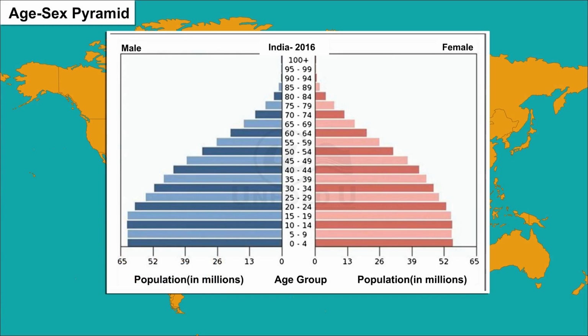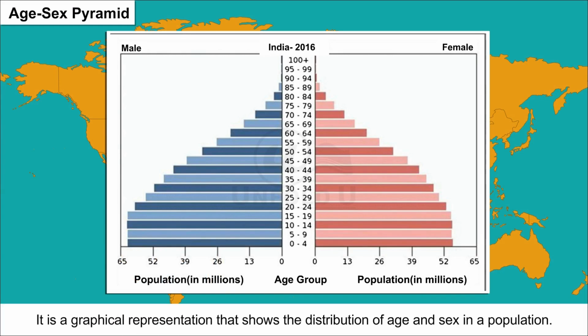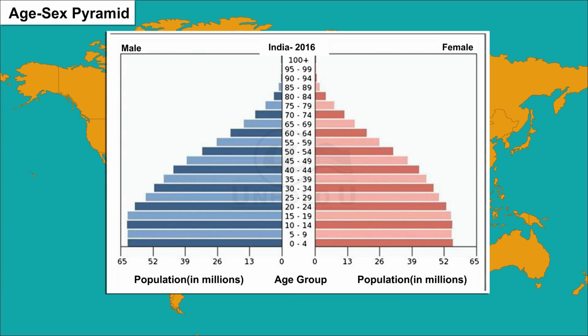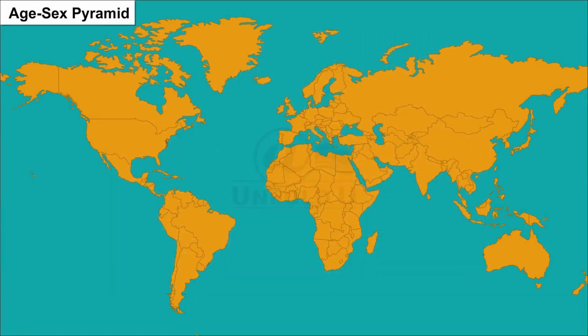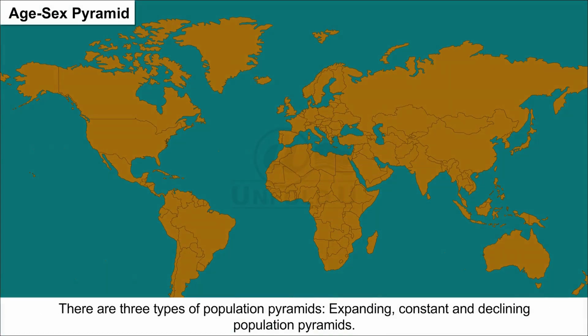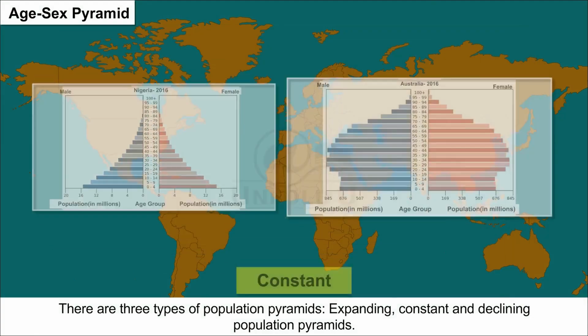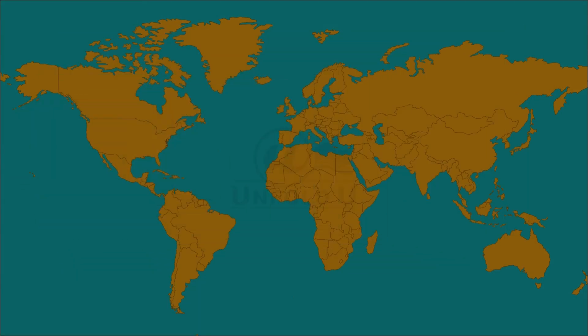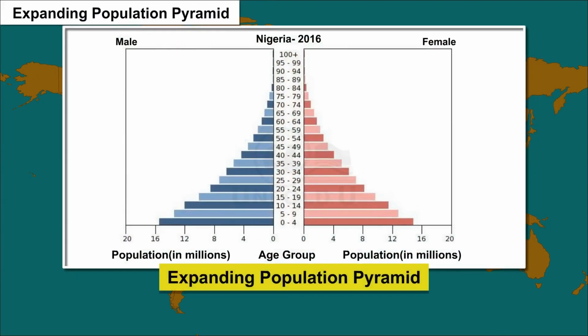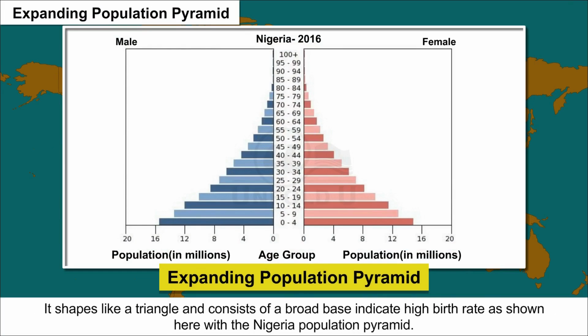Age-sex pyramid. It is a graphical representation that shows the distribution of age and sex in a population. The given graph is India's age-sex pyramid. There are three types of population pyramid: expanding, constant, and declining population pyramids. Expanding population pyramids. It is shaped like a triangle and consists of a broad base, indicating a high birth rate, as shown here with the Nigeria population pyramid.